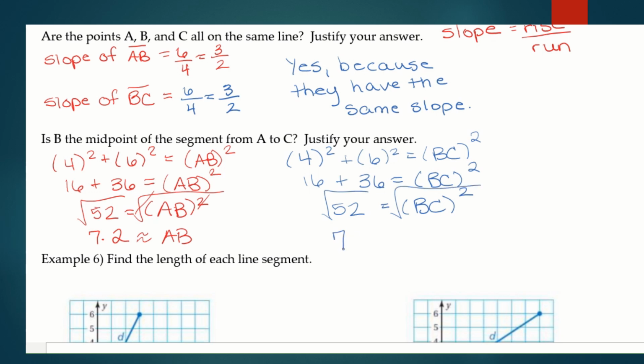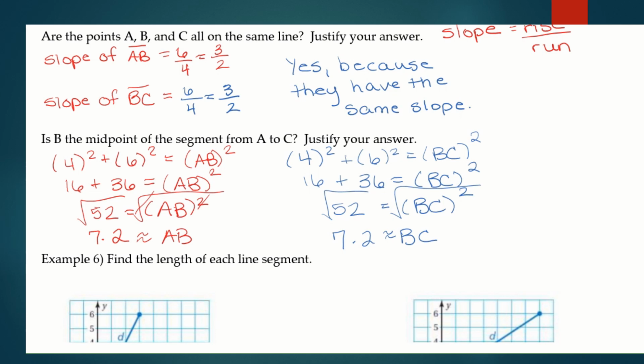So it's looking like, based on our calculations here, AB and BC are the same distance apart, which means B is the midpoint of the segment from A to C.